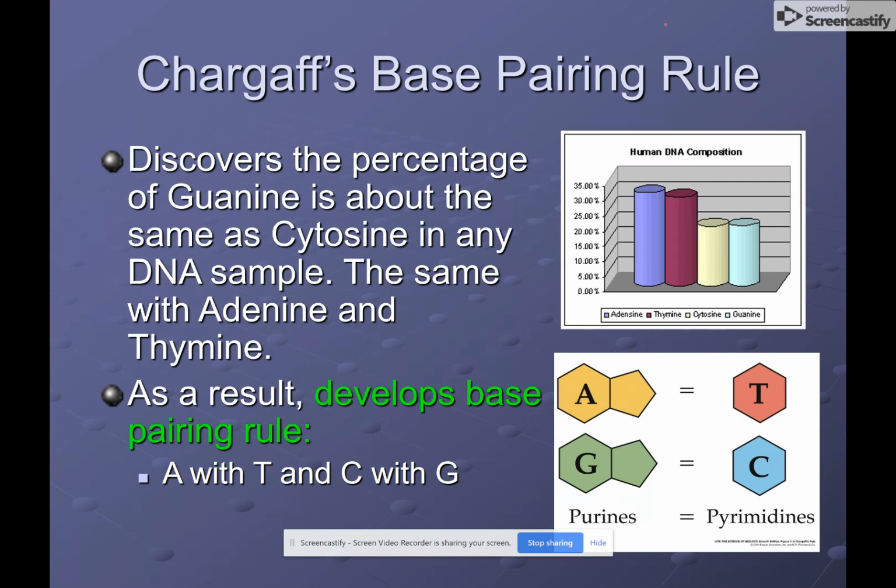Moving on to the 1950s, you have Chargaff, who basically discovered that A pairs with T and C pairs with G. And how he did that is he was able to analyze different species, the amounts of adenine, thymine, cytosine, and guanine, and found that if you look at this chart over here for human DNA composition, we're about 32, 33% adenine and about 31, 32% thymine. So he concluded that those two must bond together. Same thing for cytosine and guanine, which looks a little bit more than 20% on this graph.